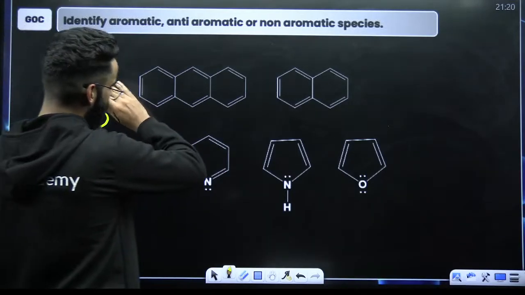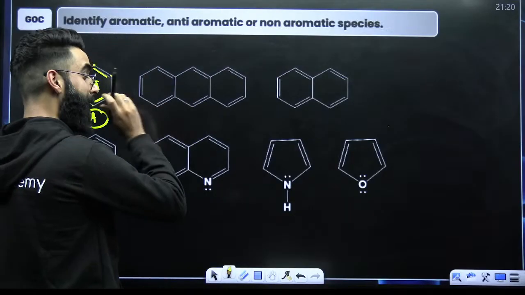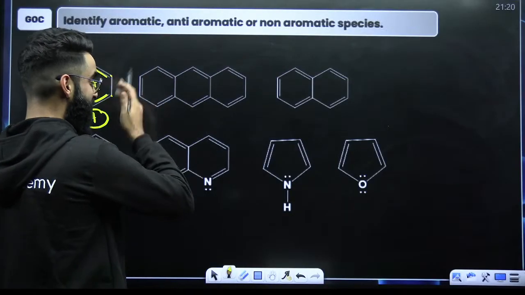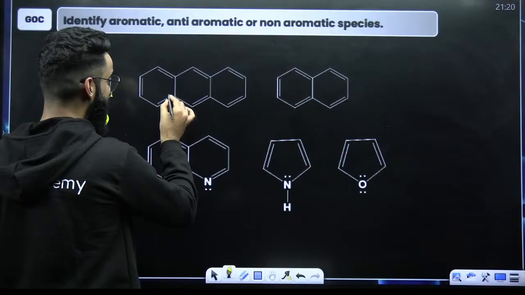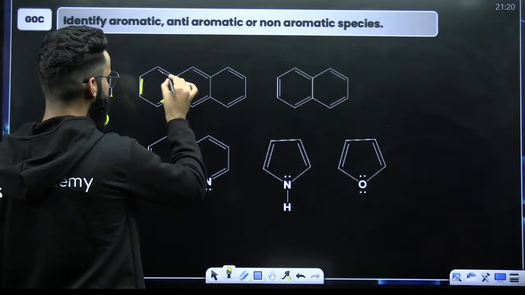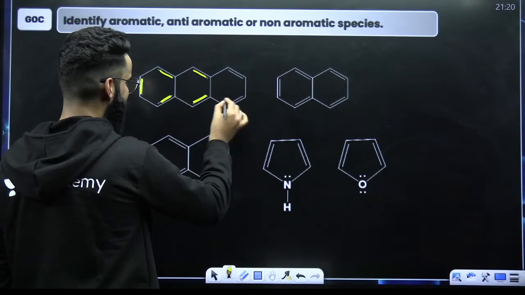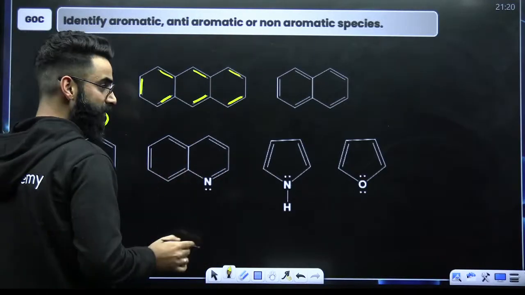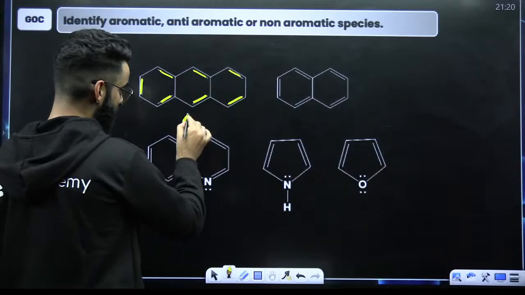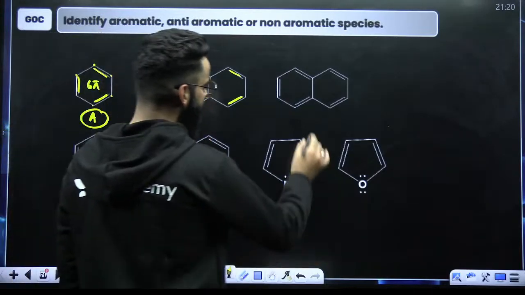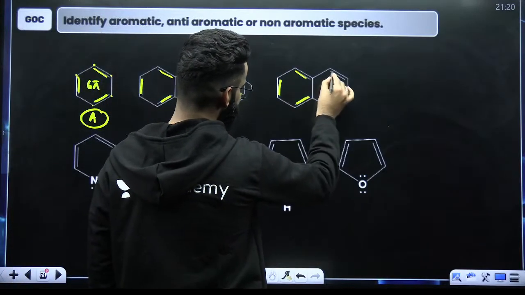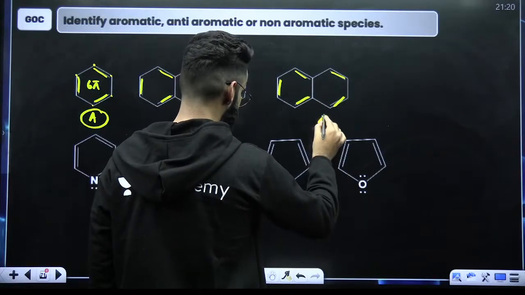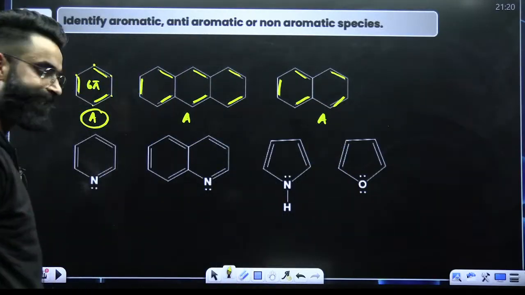Look at this one. Molecule is cyclic, molecule is planar also, right? Every carbon is sp2 hybridized. That's understood. Now, how many pi electrons? 2, 4, 6, 8, 10, 12, 14. 14 pi electrons means it is following Huckel's rule, 4n plus 2 pi, right? So it is aromatic. Perfect. Similarly, 2, 4, 6, 8, 10. This is also aromatic, following Huckel's rule.